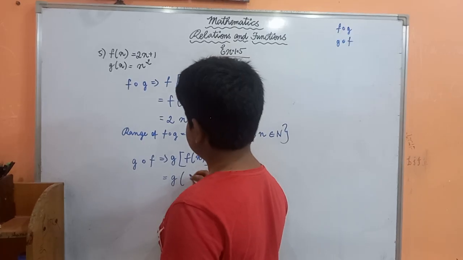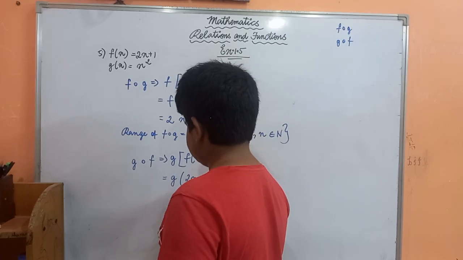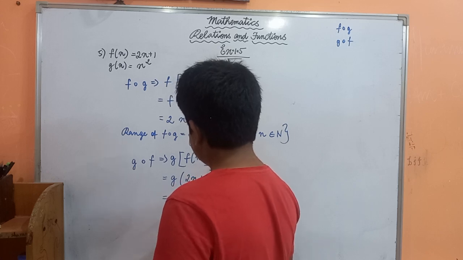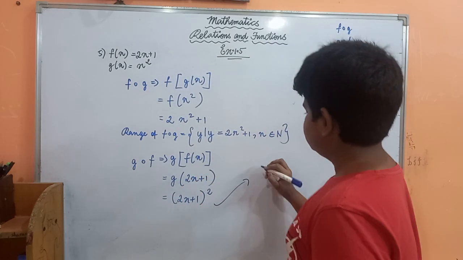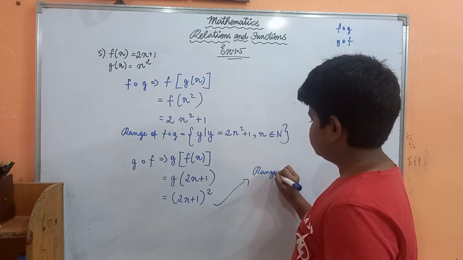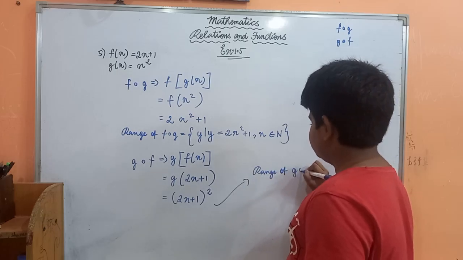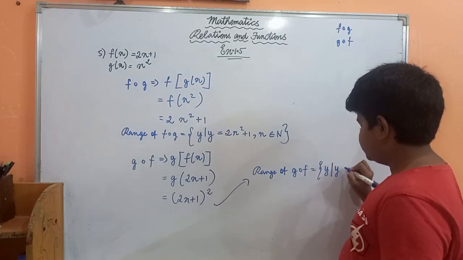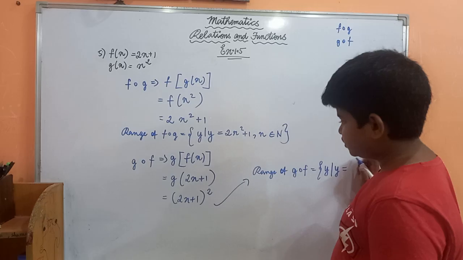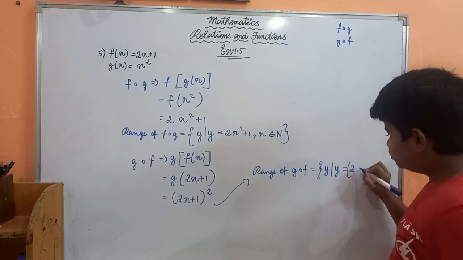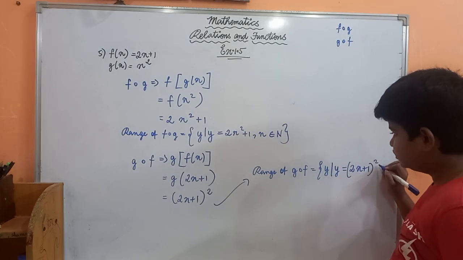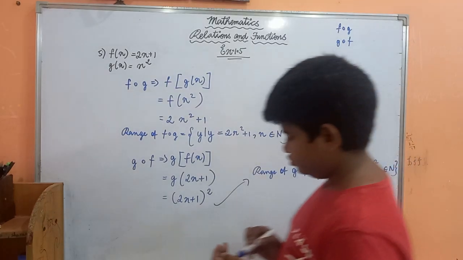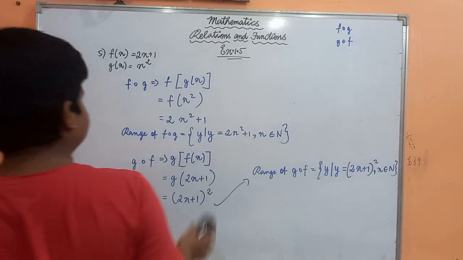So f of x is 2x plus 1. So for g, substitute 2x plus 1, the whole square. So the range of g∘f is equal to y such that y equals (2x plus 1) the whole square, y belongs to natural numbers. So this is the answer that was finally done.